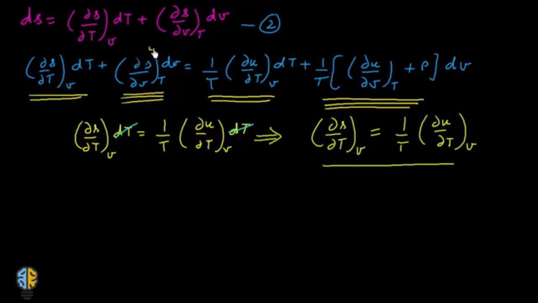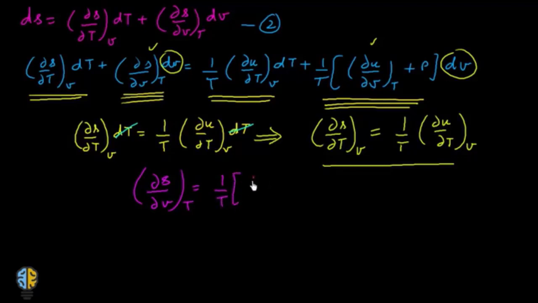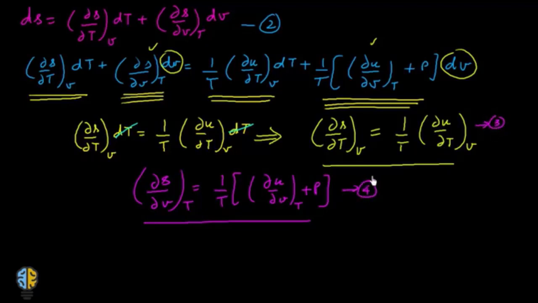Let's go on to the next term. Let's equate these. From here you can strike off dV from both the terms, and we get (∂S/∂V) at constant temperature equal to 1/T times [(∂U/∂V) at constant temperature plus pressure]. This is the second comparative equation that we get. Let us name this equation as equation 3 and this equation as equation 4.